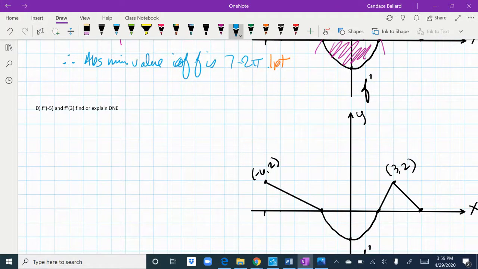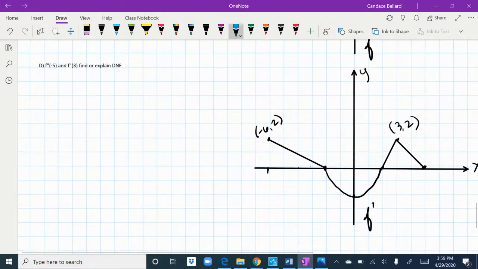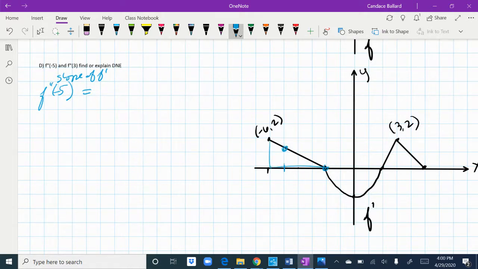We've got f double prime of -5 and f double prime of 3. So what we have is the graph of f prime. We need to get to the graph of f double prime, which is really the slope of the slopes of this graph. So I'm going to start with the -5 slope. I want the slope of f prime, at -5. I need to figure out what that slope is.